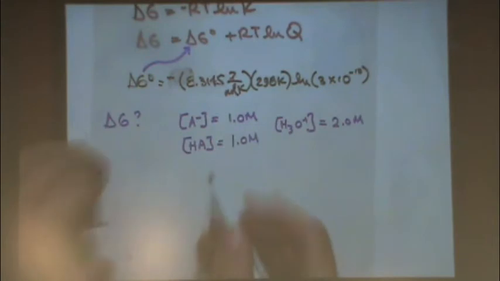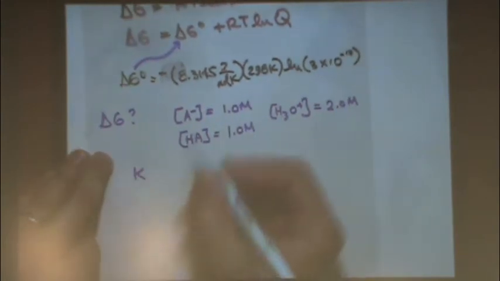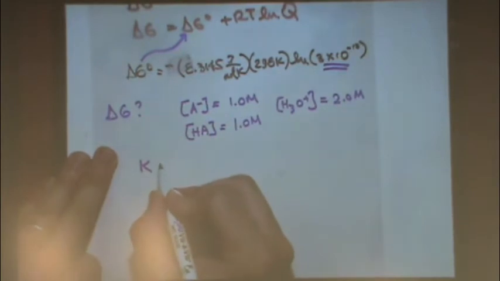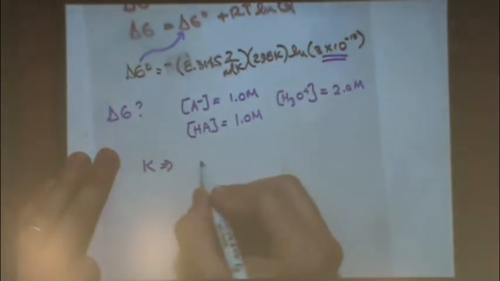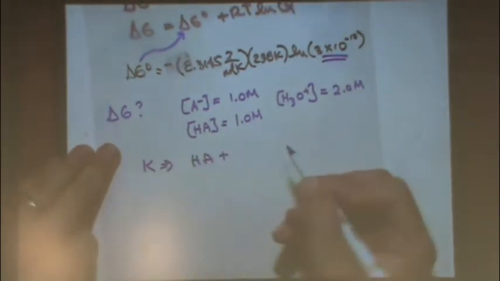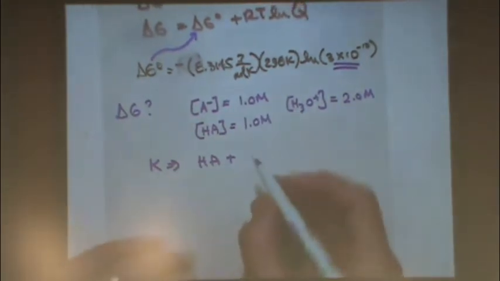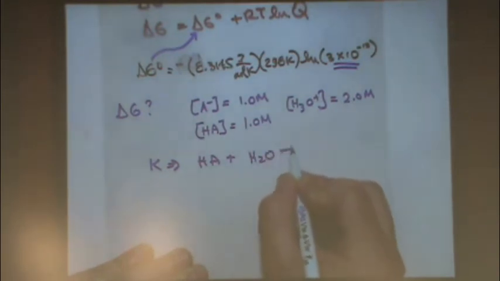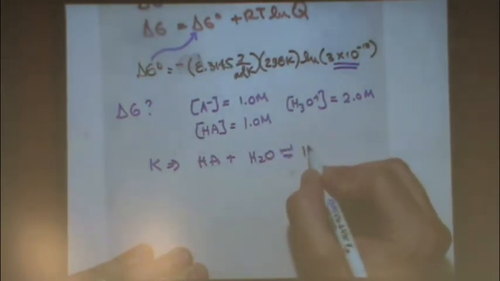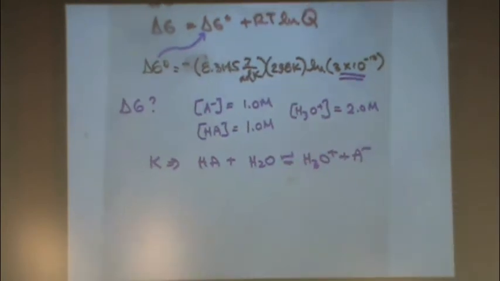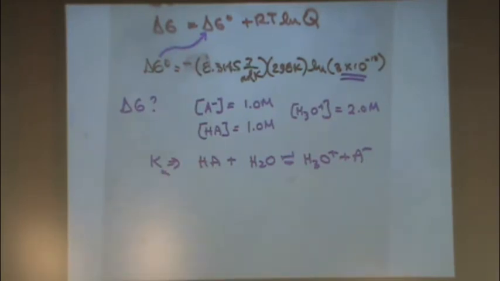Well, first write out the reaction. This K that I wrote down earlier goes with the following reaction: HA, because this is a Ka, I'm writing the general reaction for an acid. The acid loses the proton, water gains the proton. So that's my general reaction for an acid, and that goes with my Ka from the previous problem.